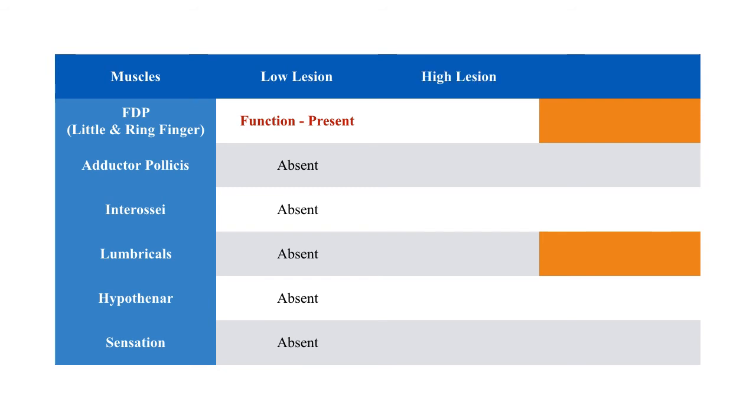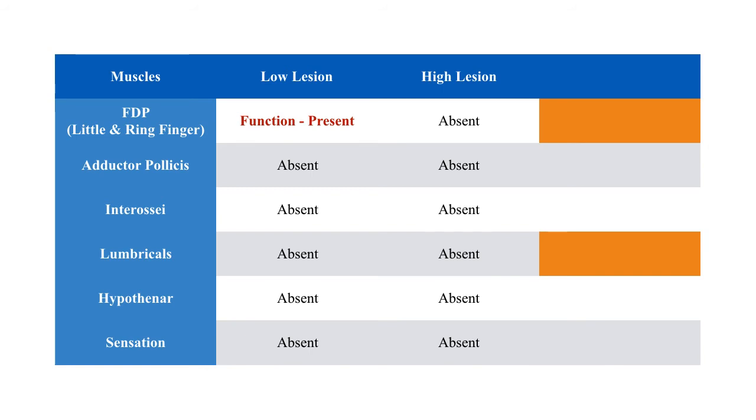In a case of high lesion like injury around the elbow, all the muscles of the hand including the flexor digitorum profundus is absent. So the only difference between a low lesion and a high lesion is that in low lesion flexor digitorum profundus of the little and ring finger is working. So what is the significance? I'll explain in the next tabular column.